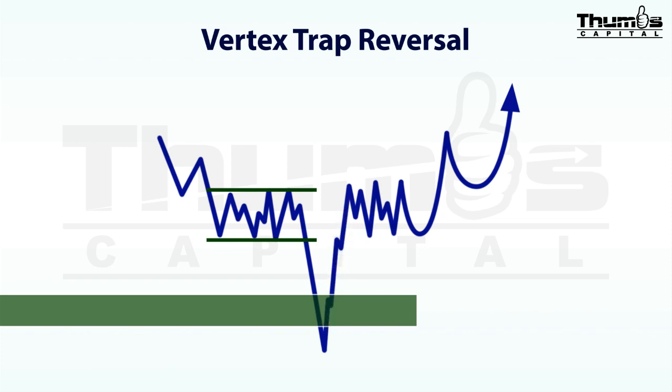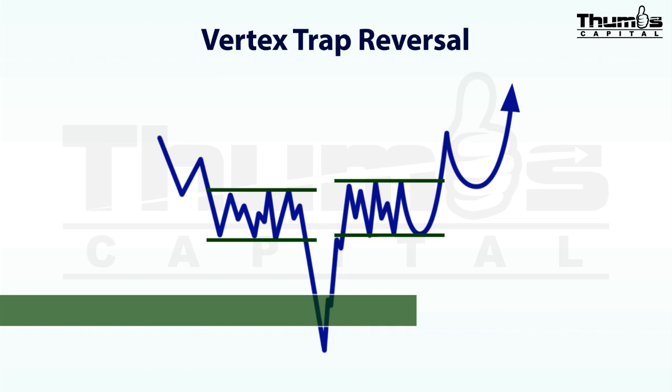The next step after this is that price creates a new narrow range just opposite the initial range. Please note that the second range doesn't have to align perfectly with the first one or have the same price range. That is, the second range may be slightly wider or thinner than the first range. This completes the Vertex trap reversal pattern.